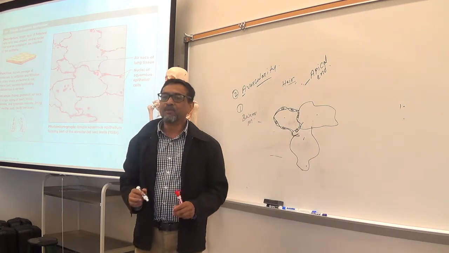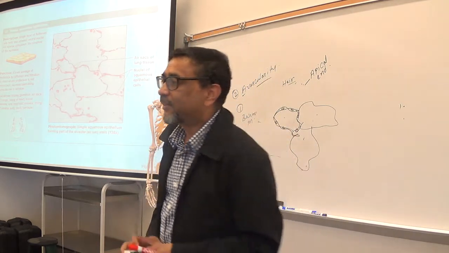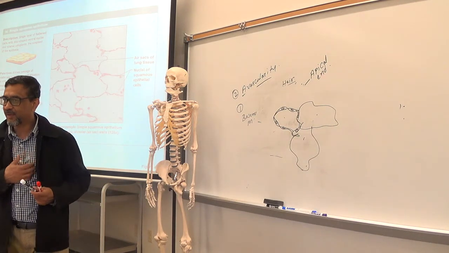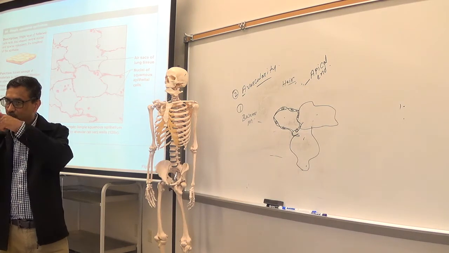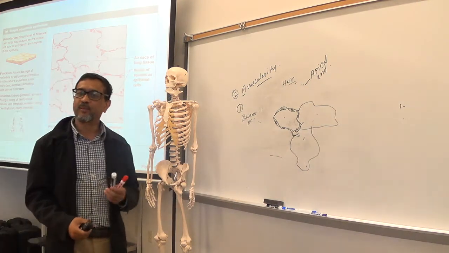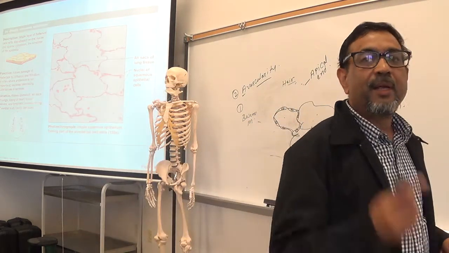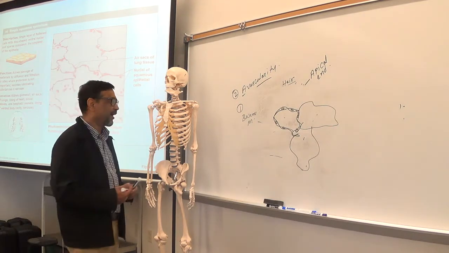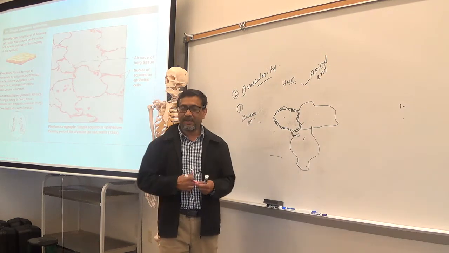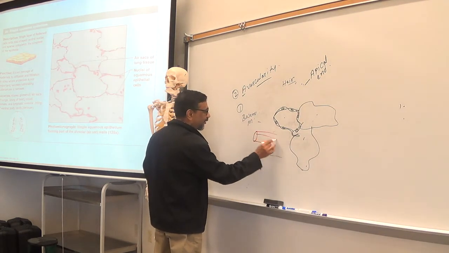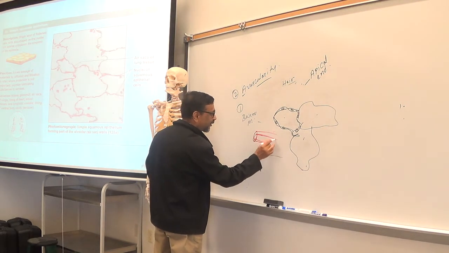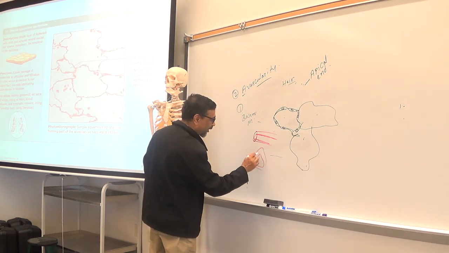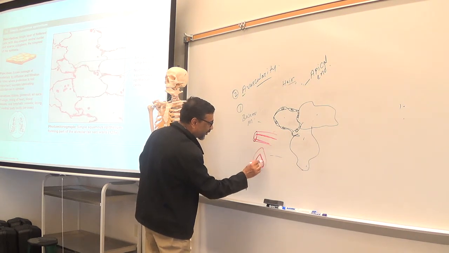Make sense? So where will you find the simple squamous? Number one, alveolar wall. Inside the lung, you have alveoli, air balls. In the wall of the alveoli, you have simple squamous. Number two, inner lining of the blood vessels and heart. This is the blood vessel, right? So the inner lining is very thin, simple squamous. And inside the heart, this is the wall of the heart, this inner lining is simple squamous, okay?